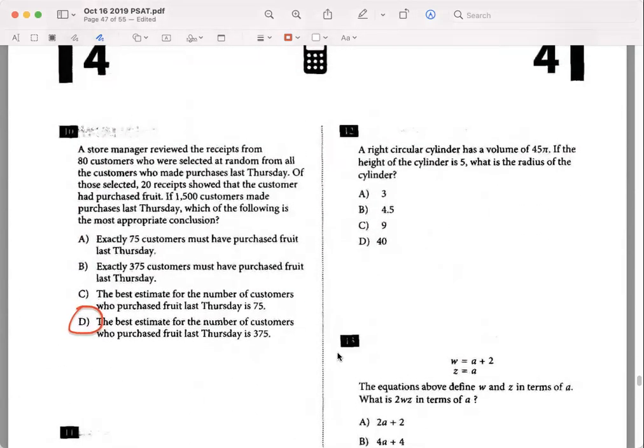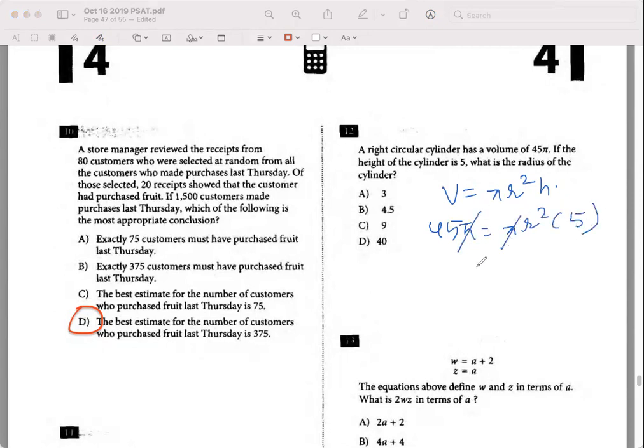Okay. A right circular cylinder has a volume of 45 pi. If the height of the cylinder is 5, what is the radius of the cylinder? So right circular cylinder, the volume is pi r squared h, where r is the radius and h is the height. So volume is 45 pi. That's pi r squared into 5. Pi cancel. So r squared is 9. So the radius would be 3. Option A.